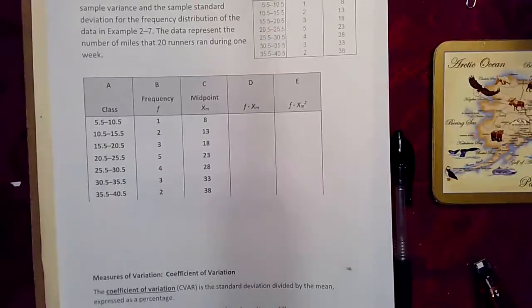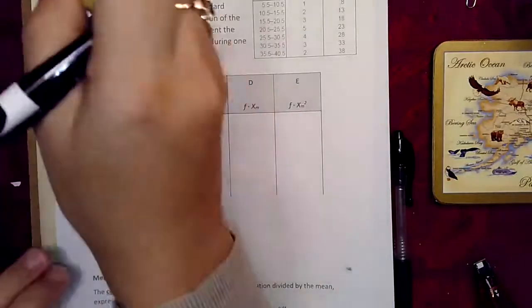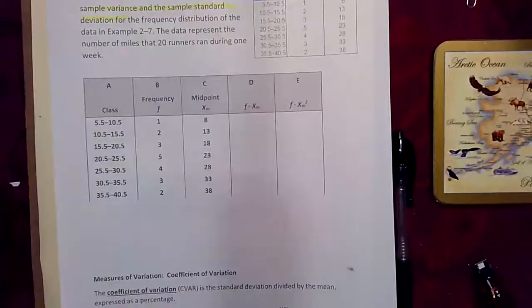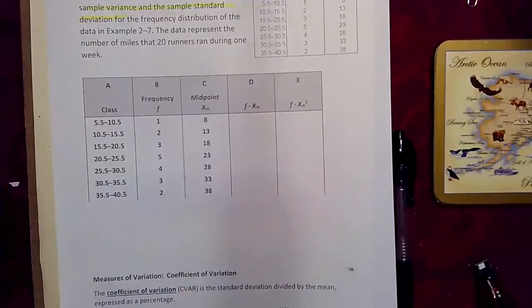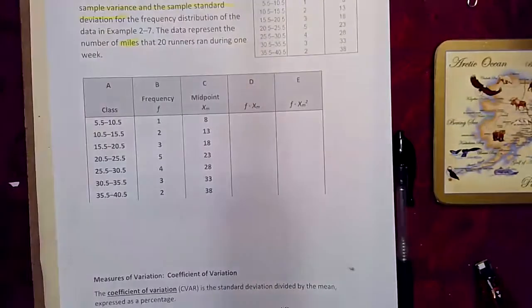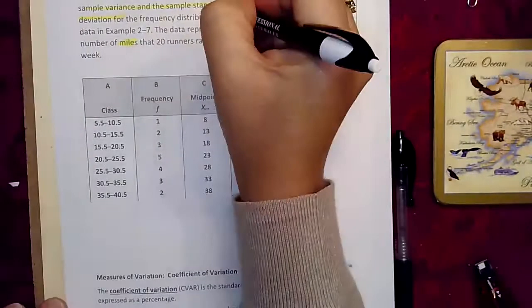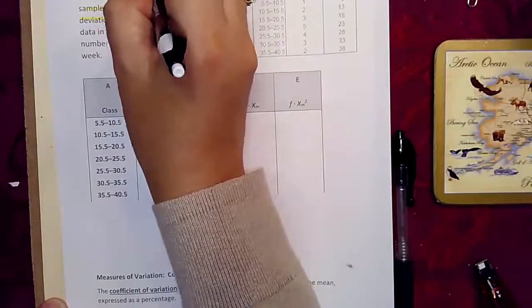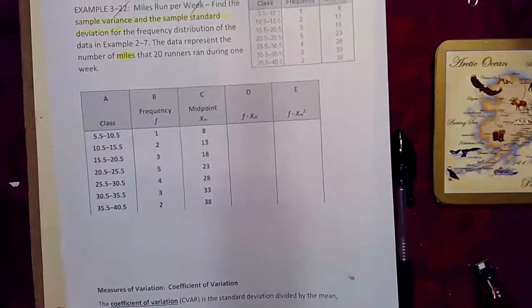Okay, so it says miles run per week. Find the sample variance and the sample standard deviation for the frequency distribution of the data in example 2-7. The data represents the number of miles. Okay, so that's our units. So here we'll label miles and then miles squared: miles for the sample standard deviation and miles squared for the sample variance, okay?